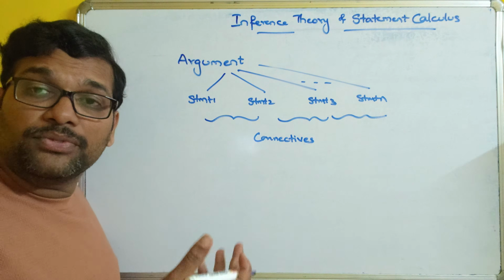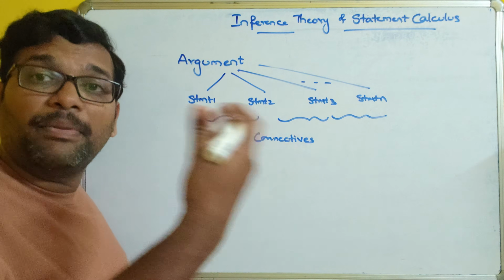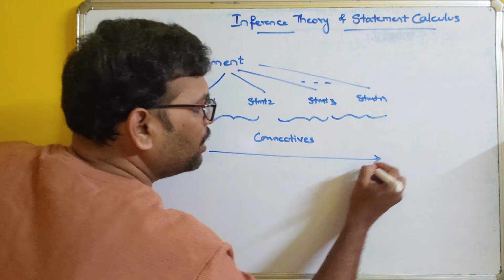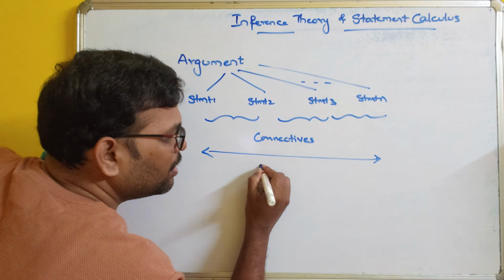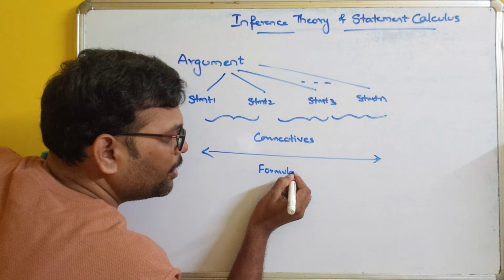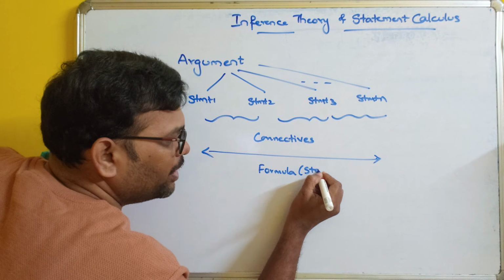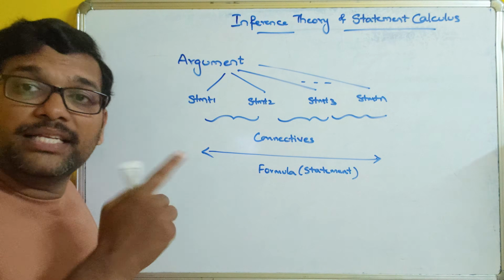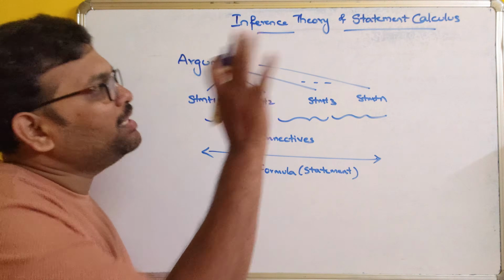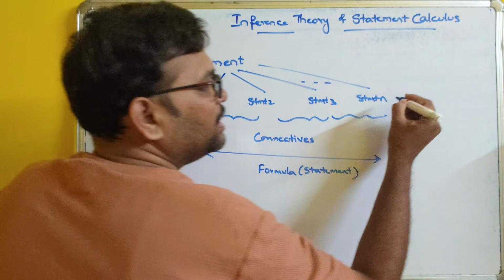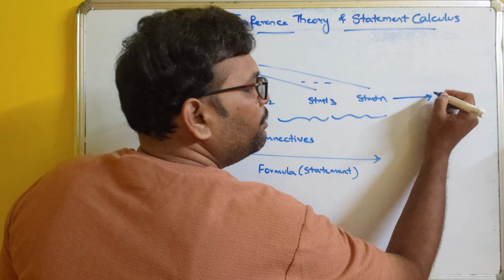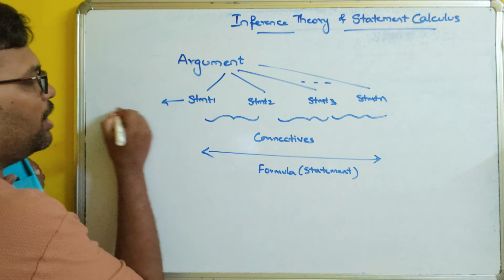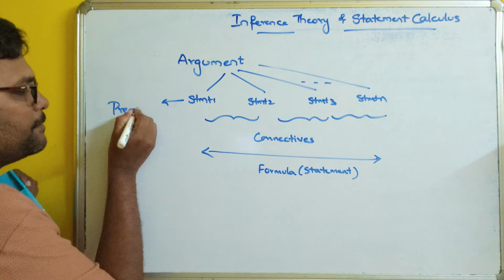We have seen different connectives: and, or, implies, double implies, and all these are connectives. And by forming this, what will we get? We'll get a formula, which we call a statement formula. And these statements we are calling propositions. Now these statements we call premises.